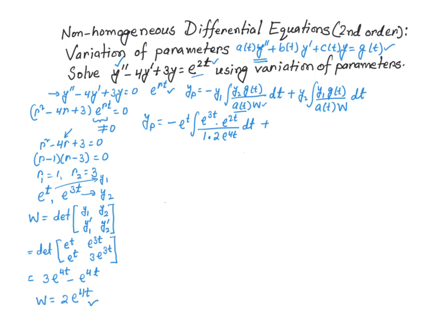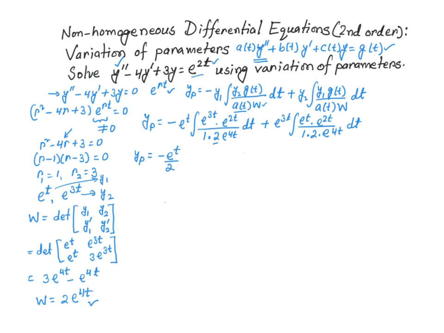That's the first term. And the second term, y2, is going to be e to the power 3t. Integral y1 is e to the power t, and g of t is e to the power 2t, all of it divided by 1 times W, which is 2 times e to the power 4t, and integrated with respect to t. So now I'm just going to go ahead and find the particular solution. Negative e to the power t. I just need to find these integrals.